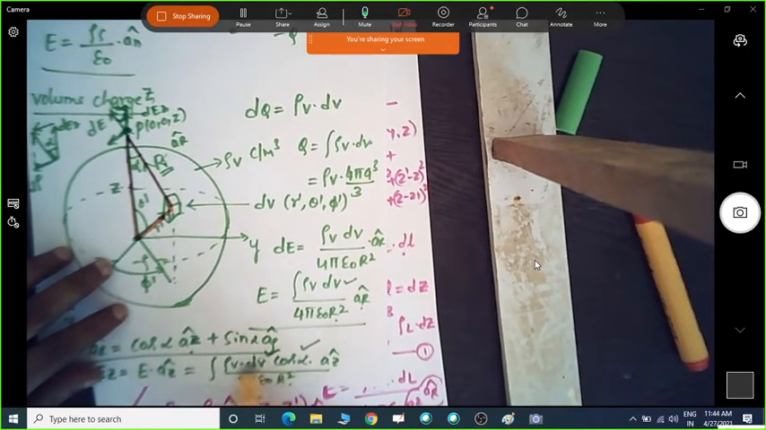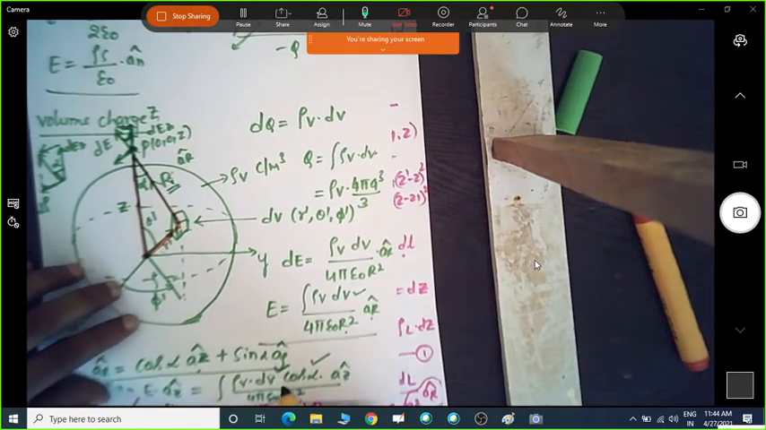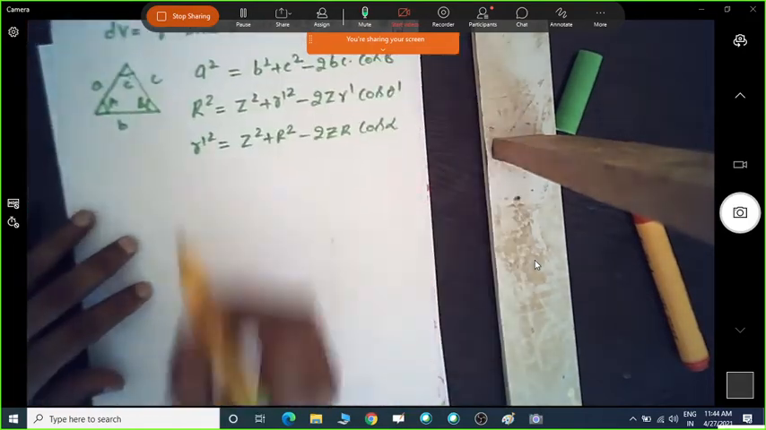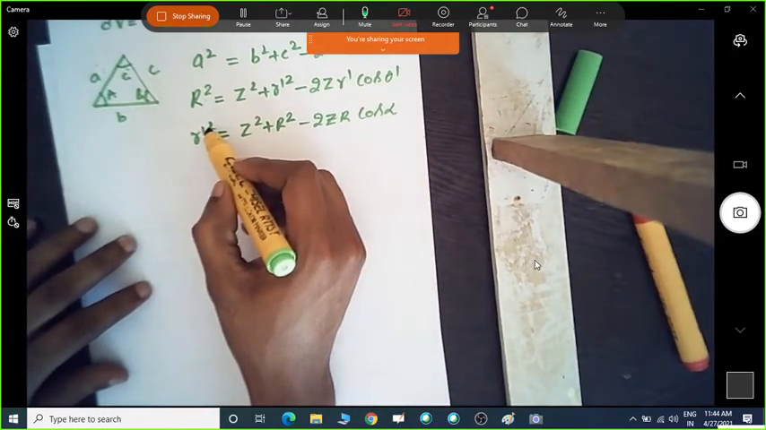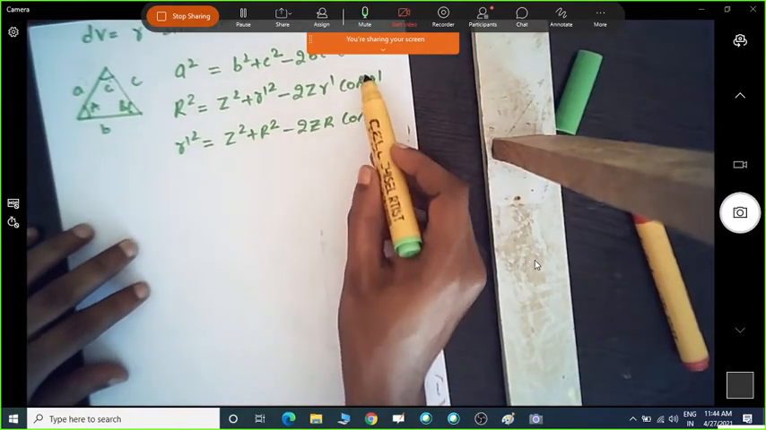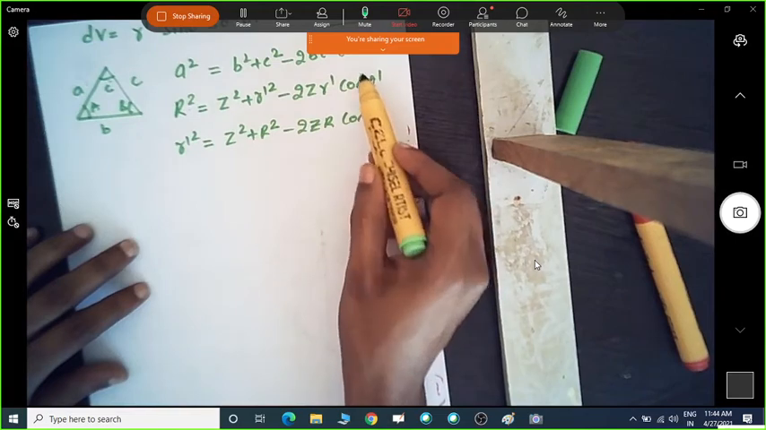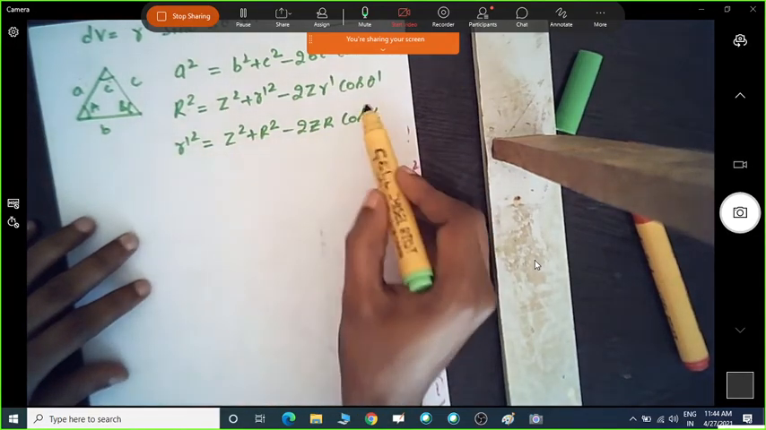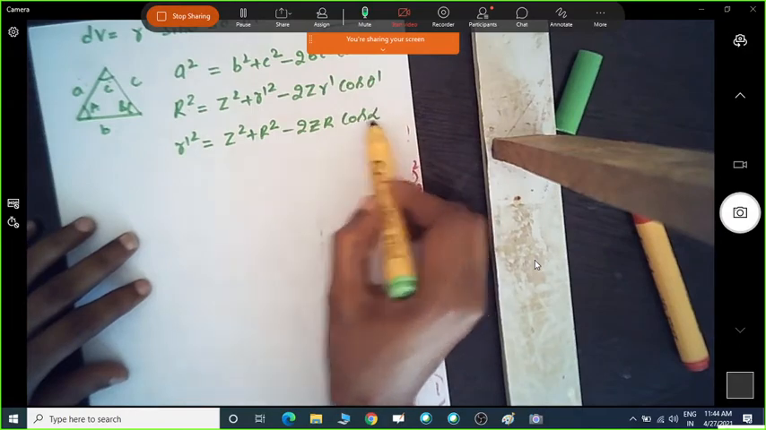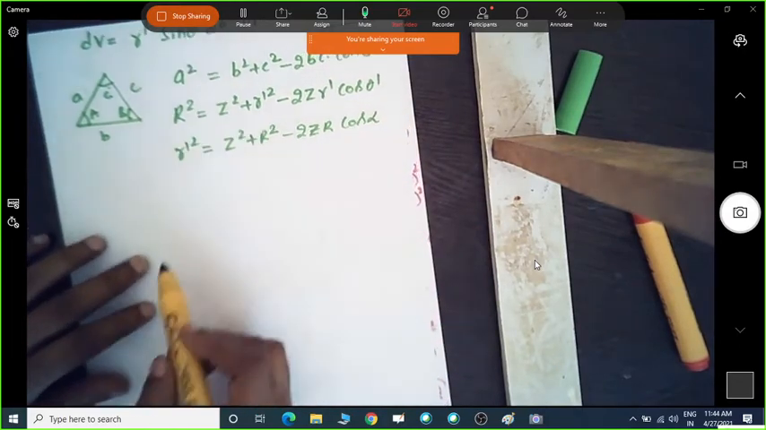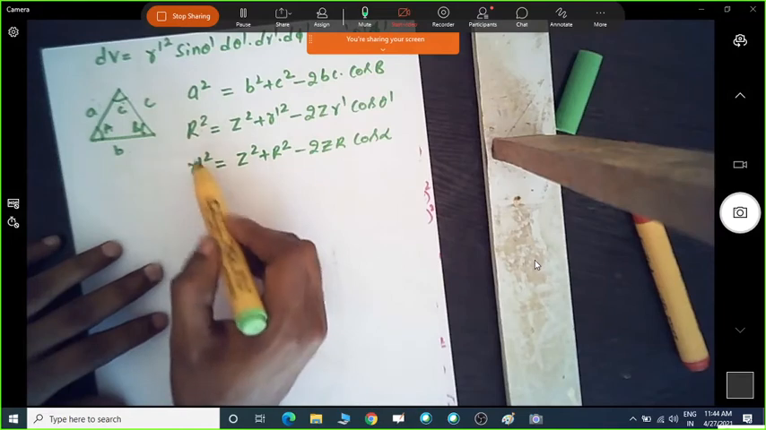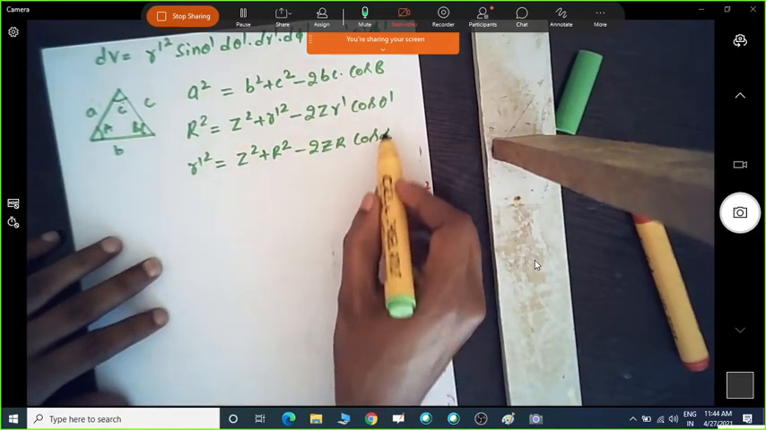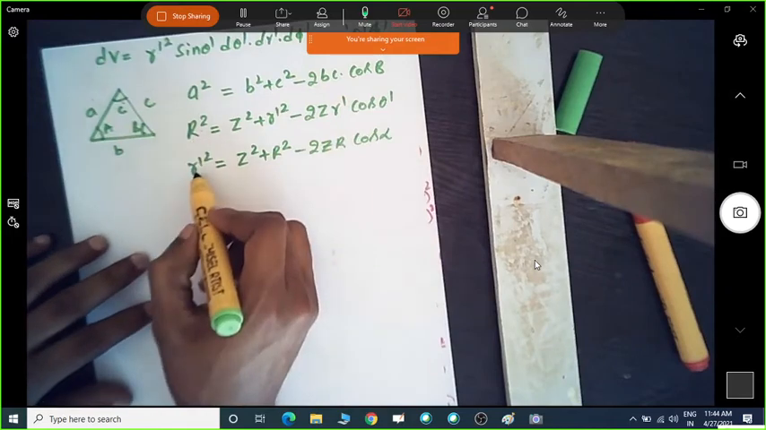Now it is convenient to evaluate, in terms of this r and r dash, these angle terms cos theta and cos alpha in terms of r and r dash, because in the integral only r dash and r are involved. That's why we'll express these angles in terms of r and r dash.